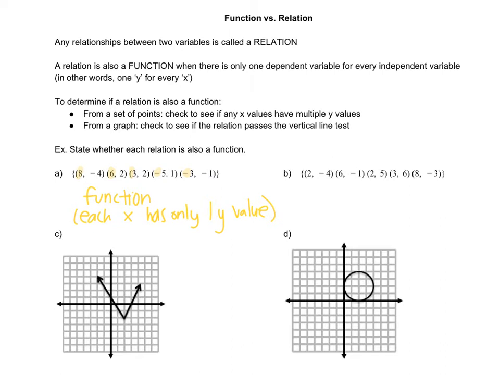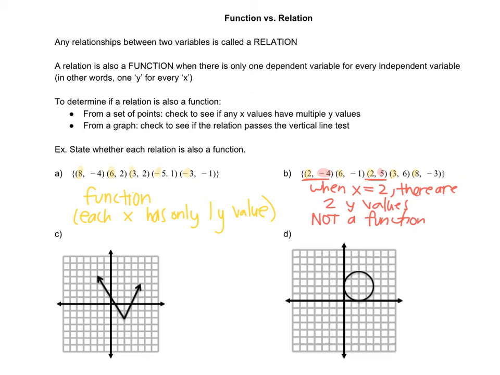Let's look at the next one. My x values are 2, 6, 2 again, 3, and 8. So I'm a little bit worried right now about these coordinates. So I check the y coordinates, -4 and 5. That means when x equals 2, there are 2 y values, which means this is not a function. It is only a relation. So that's from a set of ordered pairs. It's very visual. You just check your x's.